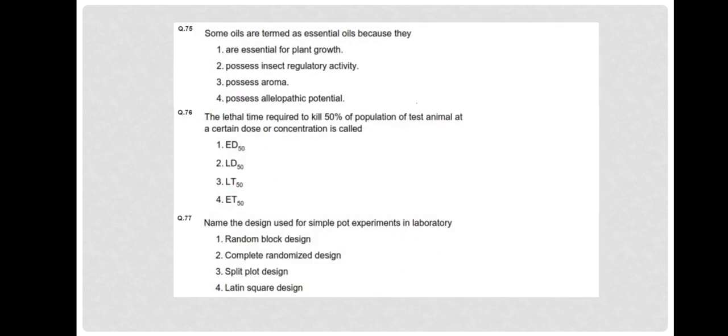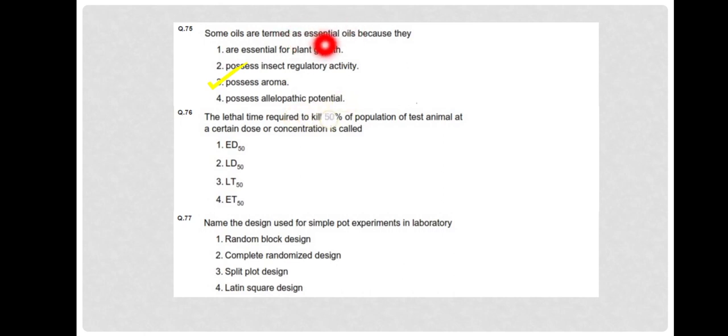Next, question number 75. Some oils are termed as essential oil because they possess aroma. An essential oil is a concentrated hydrophobic liquid containing the volatile chemical compounds from plants and that retains the natural smell and flavor, or the essence.